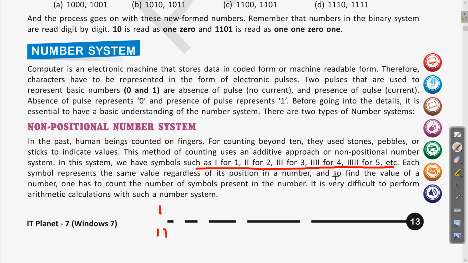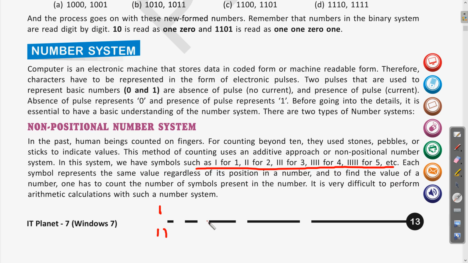In the same way, each symbol represents the same value regardless of its position in a number, and to find the value of a number, one has to count the number of symbols present in the number. It is very difficult to perform arithmetic calculation with such a number system. Clear? So these were the disadvantages of the non-positional number system.